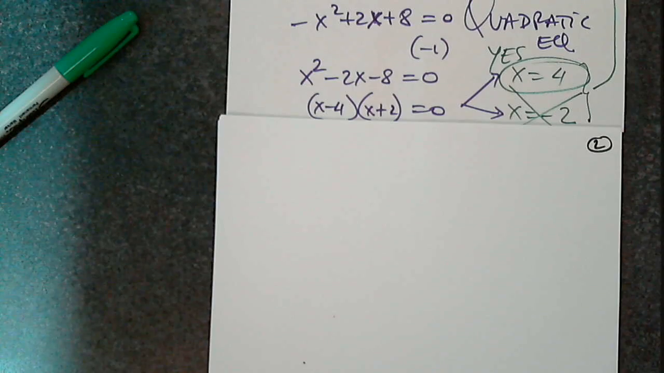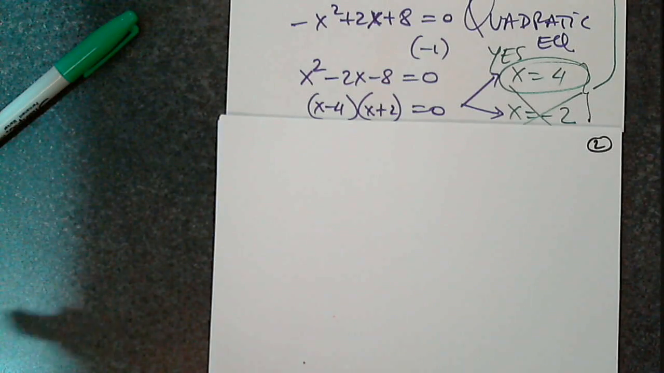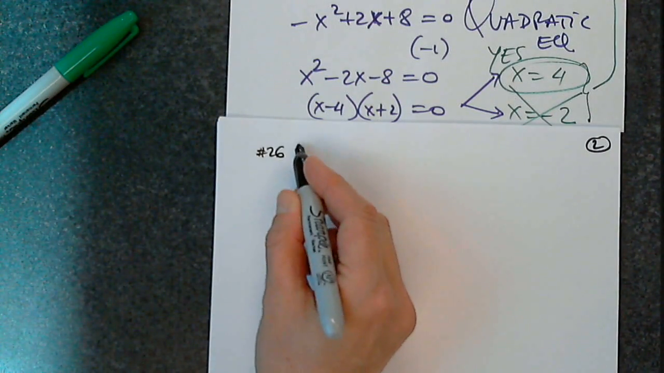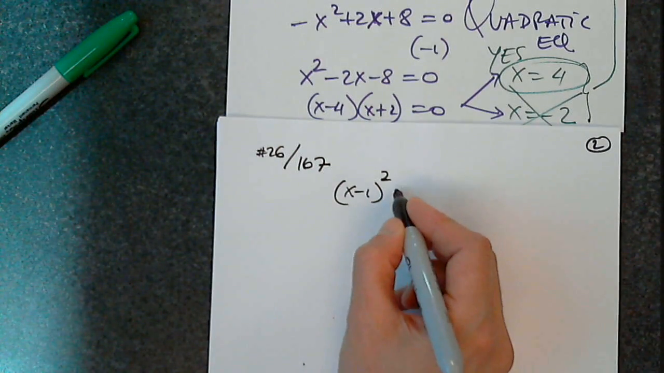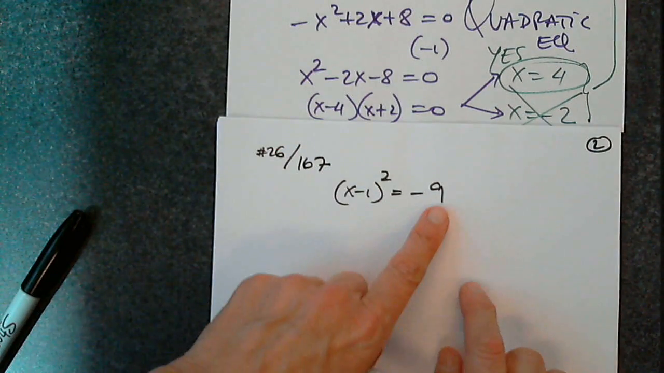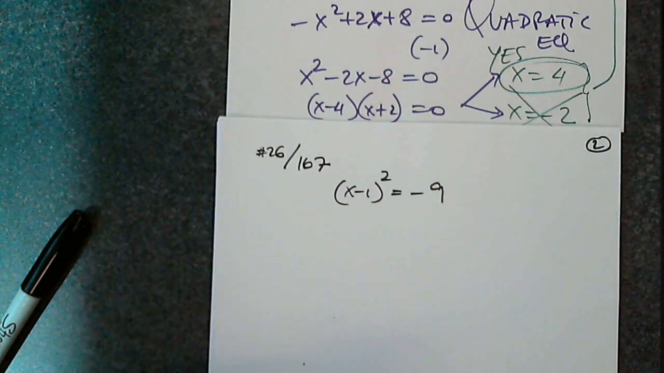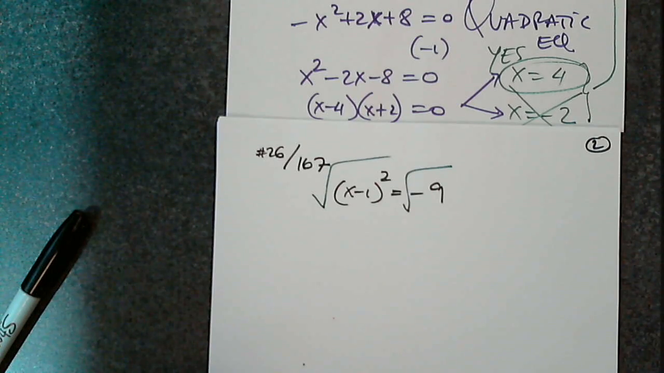Okay, so moving on to taking square roots. So let's look at, let's say, 26 on page 167. So we have x minus 1 squared equals -9. This is exactly what Ryan was asking. He said, okay, what if this side is a negative number? Can I still take the square root? The answer is yes. So we will solve the equation by taking square roots from both sides.